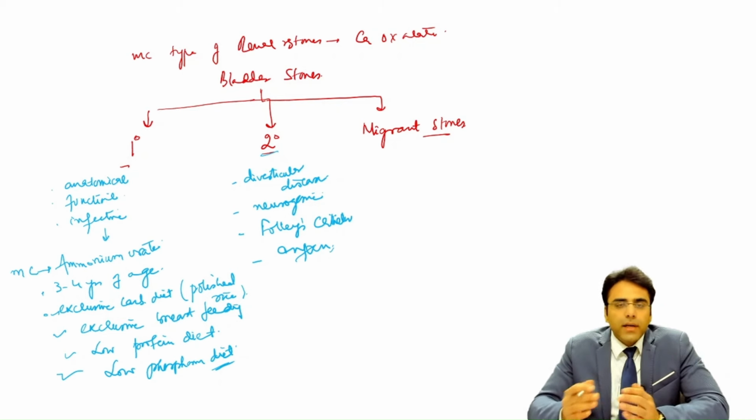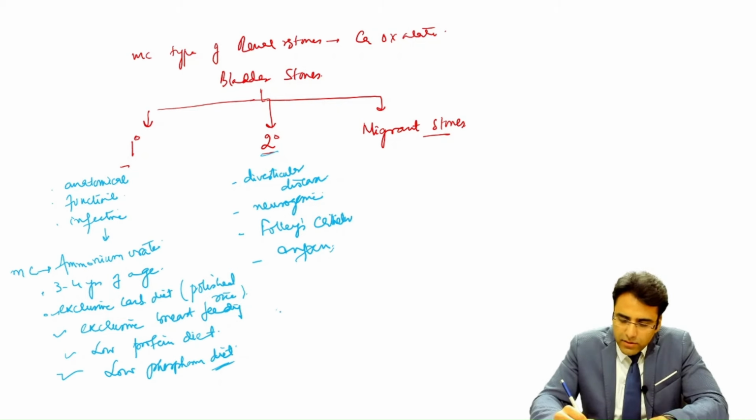And which is the most common type of secondary bladder stones? It is uric acid stones. So most common type of secondary bladder stone, it is what? It is uric acid stone.